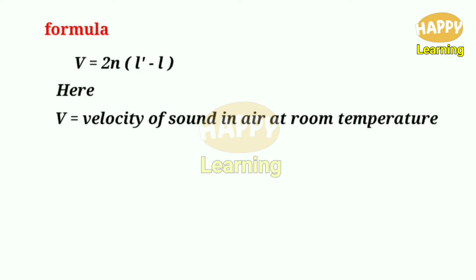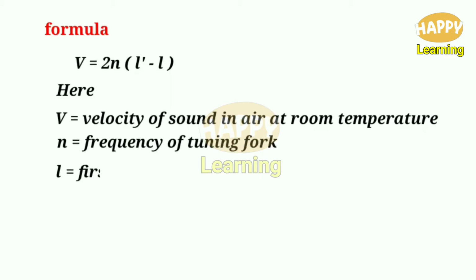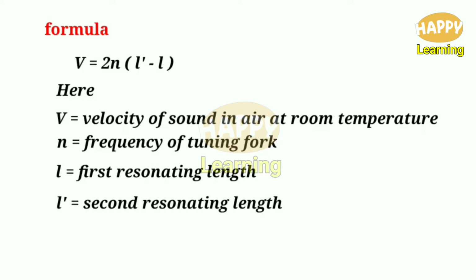Formula: V is equal to 2n into (L dash minus L). Here V is velocity of sound in air at room temperature. N is frequency of tuning fork. L is first resonating length and L dash is second resonating length.